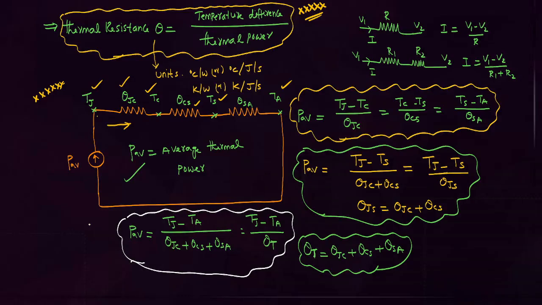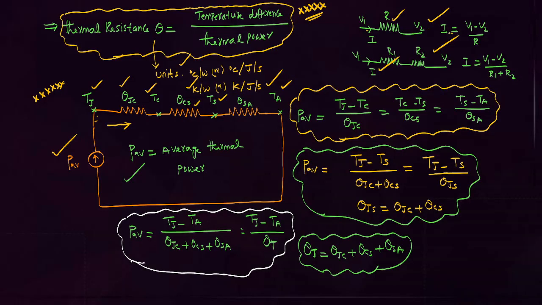One more important point to remember, friends: what are the units of thermal resistance? That is very important. The unit of thermal resistance is degree centigrade per watt, or degree centigrade per joule per second, or Kelvin per watt, or Kelvin per joule per second. From this equivalent circuit, using the concept of the electrical circuit, instead of voltages you take the temperatures, instead of resistance you take the thermal resistance, and instead of current you take the thermal power.